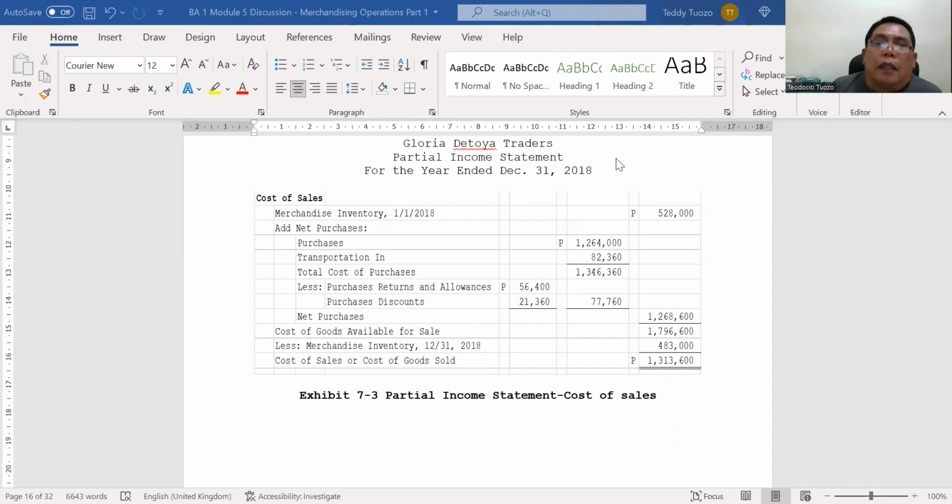Okay. The computation of cost of sales, class, is very complex. Presentation of the cost of sales.